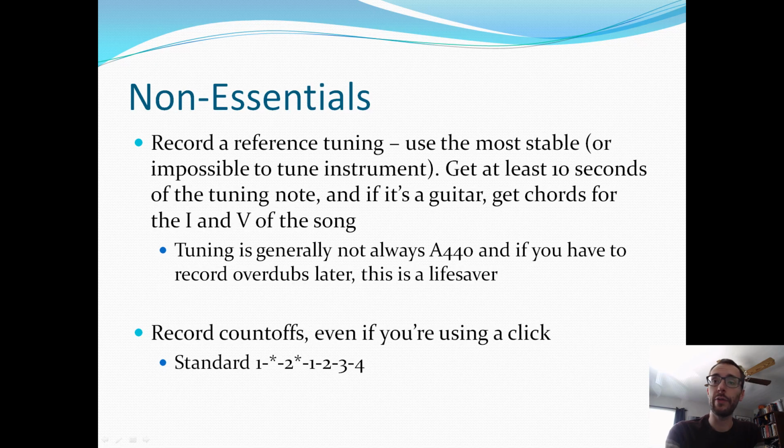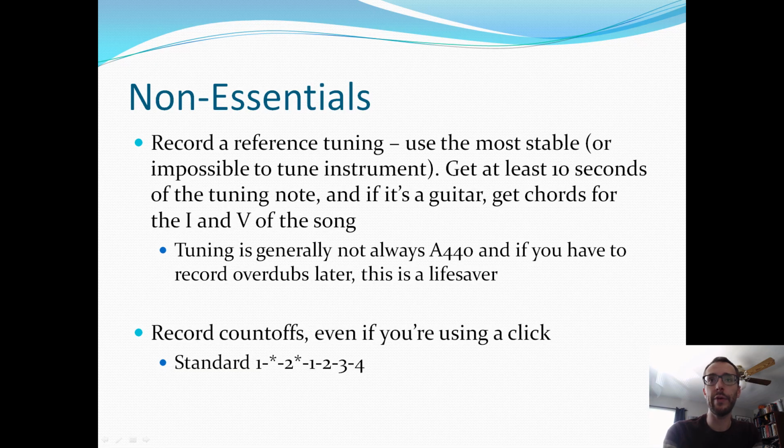A couple of non-essential things when you're setting up the recording session. Record a reference tuning. Use the most stable or difficult to tune instrument like the oboe if you're doing an orchestra. Get 10 seconds or so of the tuning note minimum, and if you're using a guitar, get the chords for the tonic and dominant of whatever key the song is in. Generally speaking, tuning is not always a perfect A440, so if you have to record overdubs a month later, this is how you will tune. Just playing that tuning note back.